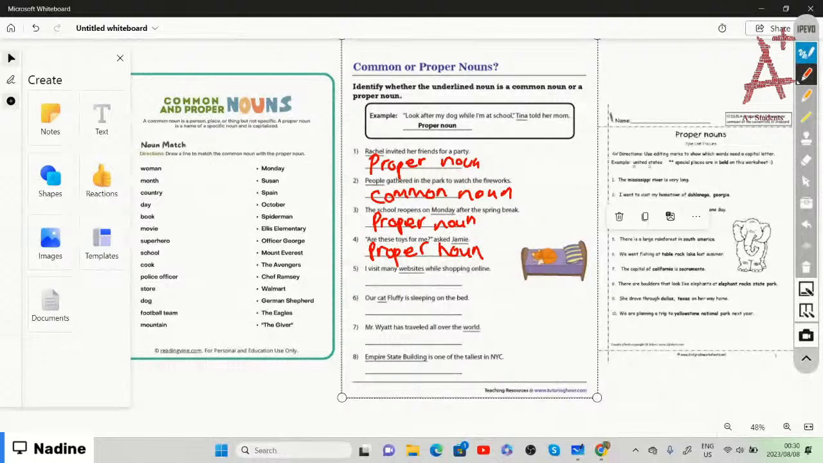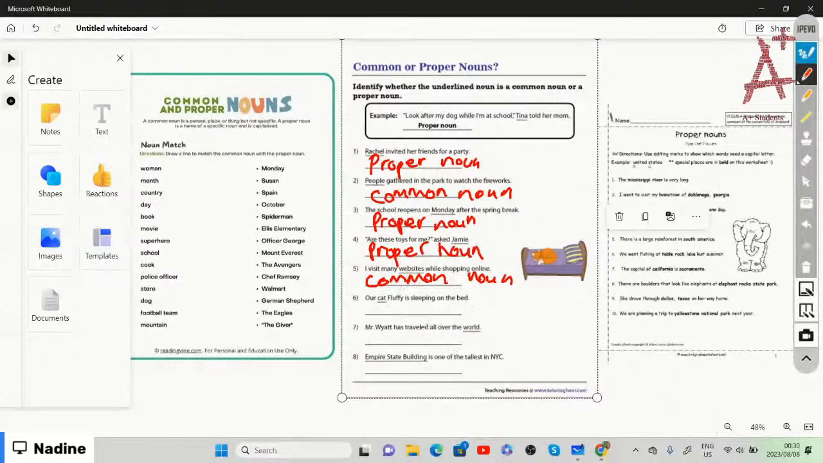And we're going to do one more. I visit many websites while shopping online, right? So if you're just making mention of many websites, then we can say it is a common noun, right? All right, we might as well just finish this. Our cat Fluffy is sleeping on the bed.